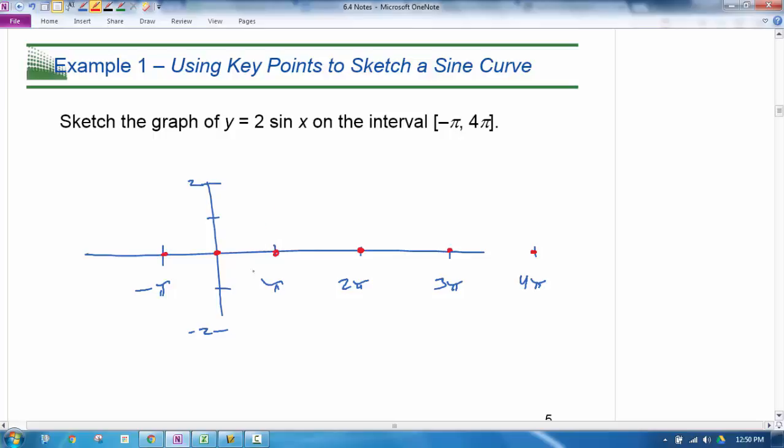And then in between here, it reaches its highest or lowest point. So at pi over 2, 90 degrees, it reaches its highest point, which in this case is 2 because the amplitude's 2. It goes down to its lowest point at negative 2, highest point in between here, lowest point. It just repeats this pattern. And so what you're going to find is it looks something like this.